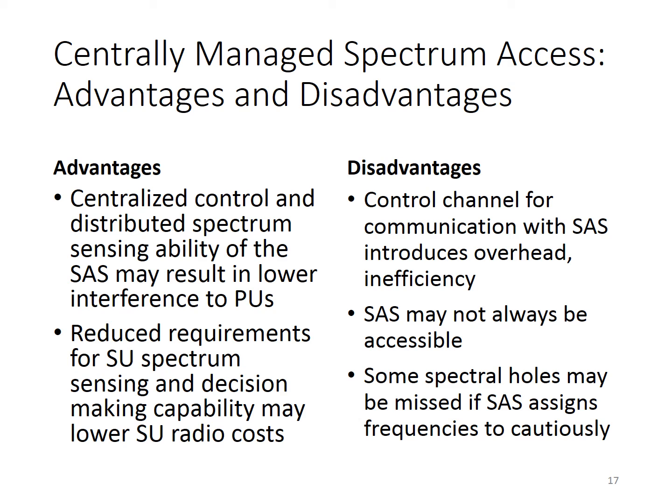reduce radio costs. Disadvantages include overhead, that is, some of the radio spectrum is occupied by a control channel that secondary users use to communicate with the SAS. In addition, the SAS may not always be accessible, so secondary user radios may still require their own sensing capabilities. Also, the secondary users may miss the opportunity to use some spectral holes if the SAS assigns frequencies too cautiously in an attempt to prevent interference to primary users.